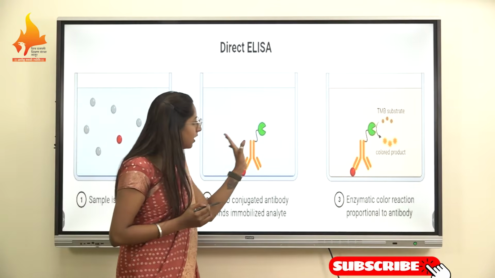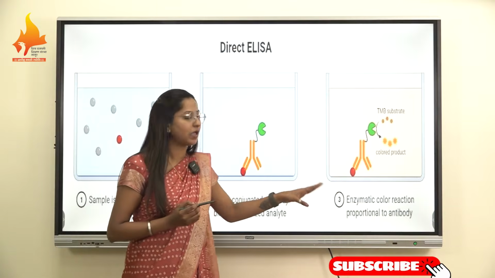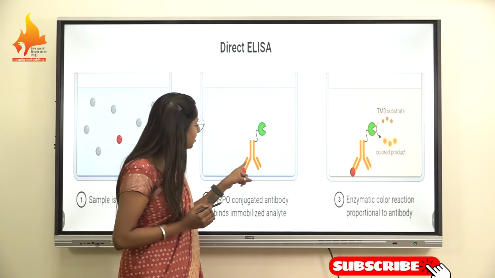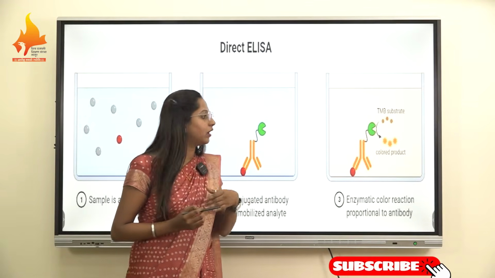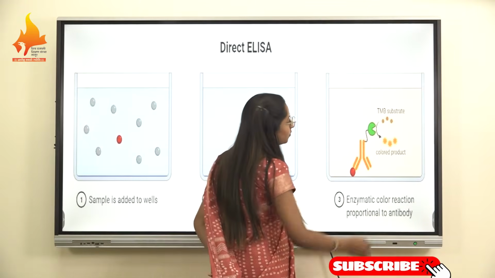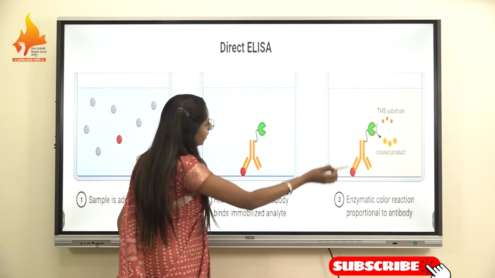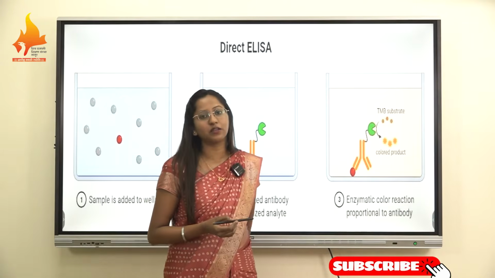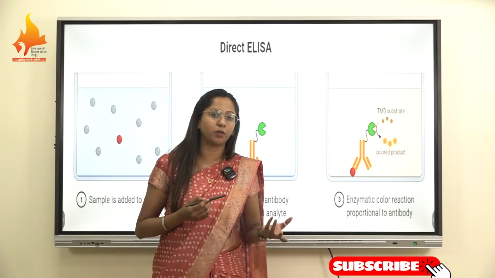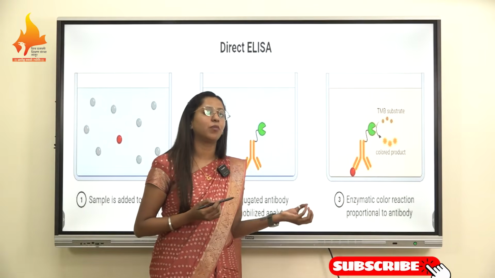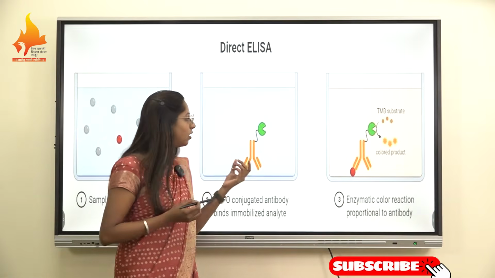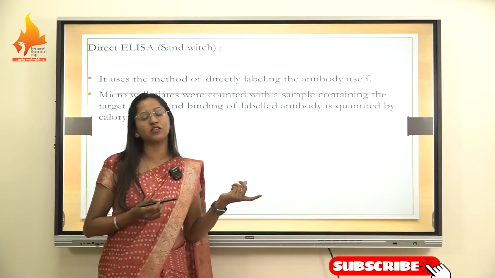And further, there will be a washing step, and after this washing step, this unbound secondary material also would get washed off. And after washing it, even if you add substrate, since it was already washed off, there will be no binding, no product formation, and no display of coloration, right? With the help of this, you will be able to find whether a particular pathogen or antigen is present inside a body or not.